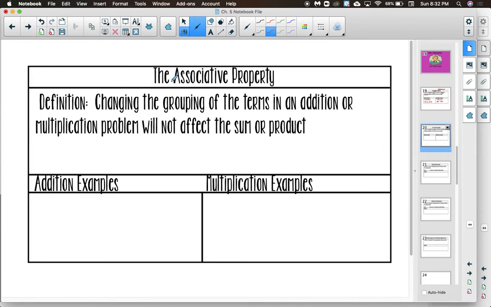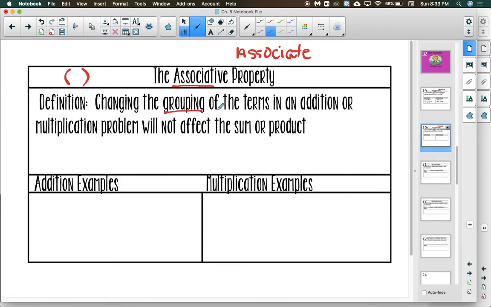The associative property, the root word here is associate, or we could think of an association, okay? And who you associate with, or your association, is a group of people, right? You group yourself with others. So this property deals with the grouping of terms. And you should remember that our grouping symbols are parentheses, and there's a couple others, but our primary grouping symbol is parentheses. That's what you're going to see a lot of in this property.